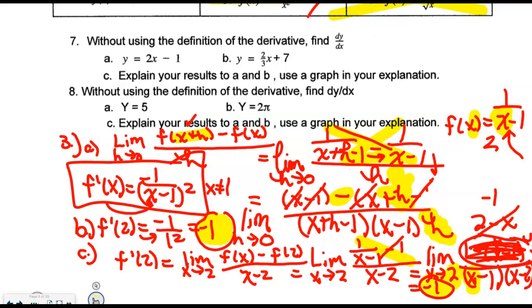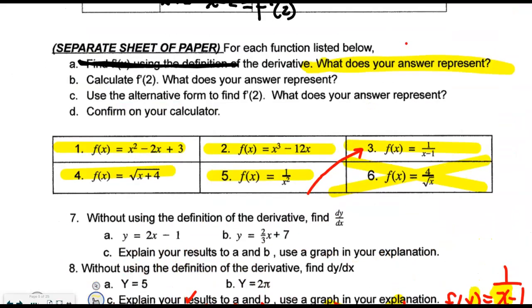The first one's much more strong because I can put any x value in. The second one, the whole process leads me only to the derivative at 2. Let's go see what part D says.